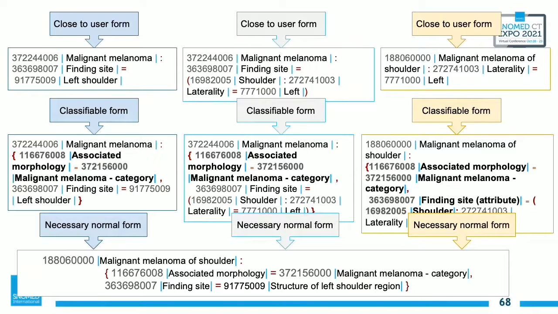It's important to be aware that if you transform and classify the close to user form expression against a different version of SNOMED CT, you may get a different necessary normal form expression. And that's why Anna mentioned earlier that it's important to store the close to user form, because that's the source of truth as to the clinical meaning that the user expressed when they created the expression.